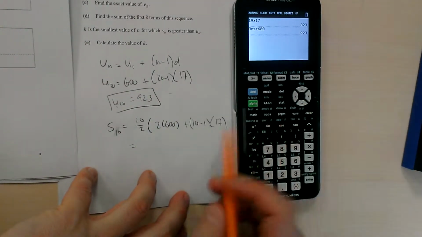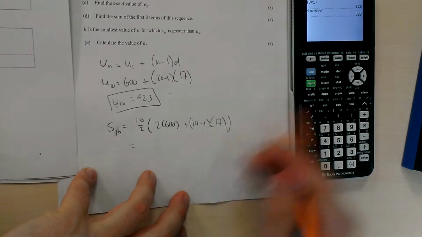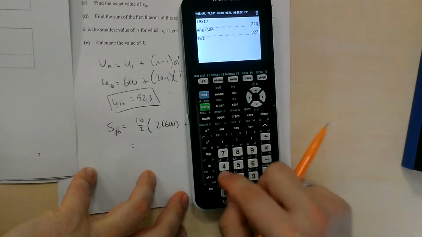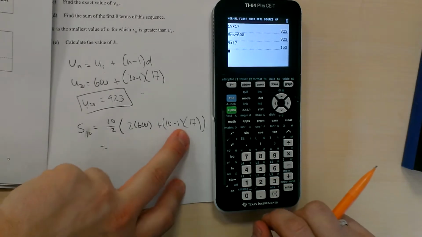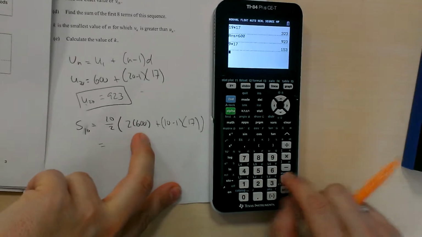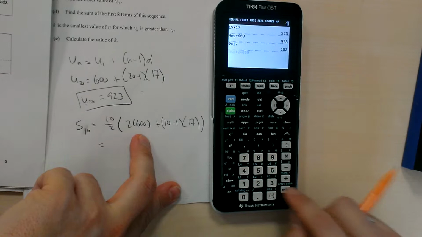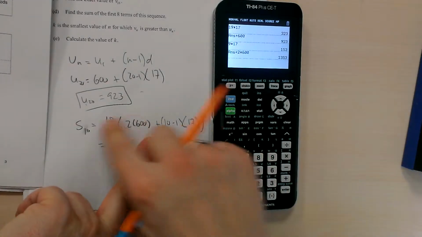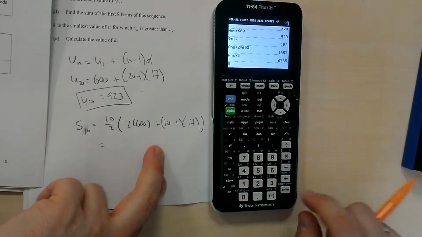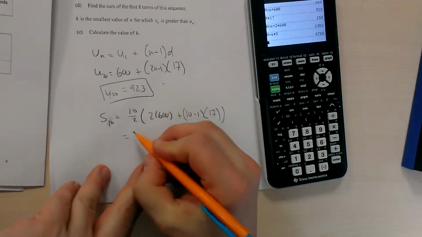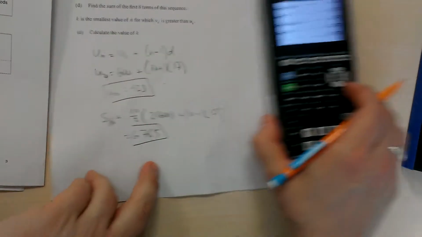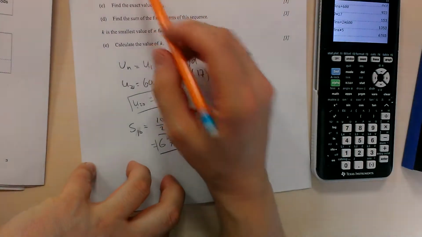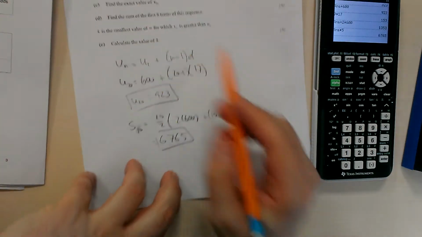We plug that into our calculator. I'll start on this side. 9 times 17 is this part, so I'm going to add to that 2 times 600, which is that, and then I'm going to multiply that by 10 and divide by 2, which is the same thing as multiplying by 5. So the first 10 terms, when added together, gives us 6,765. That was part B. Part C is a new sequence.